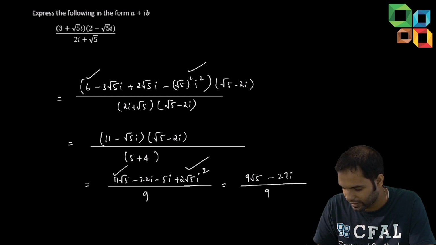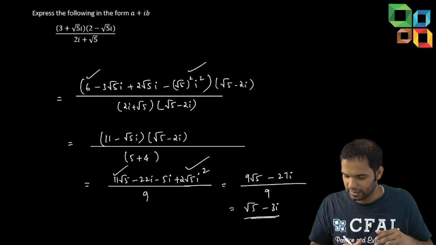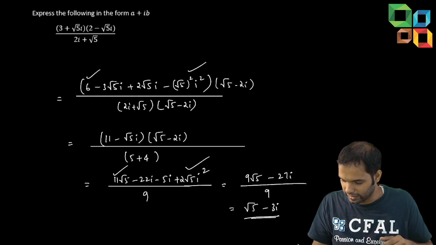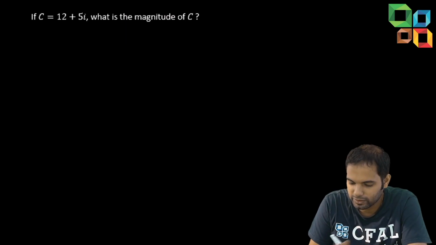Now, if you divide by 9, you will get root 5 minus, say, this is 3. So the final simplest form you can see is A is root 5 and B is minus 3. If C is this, what is the magnitude of C?